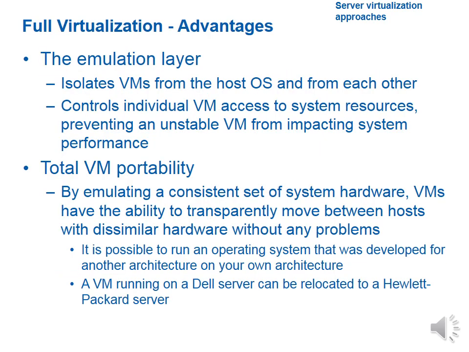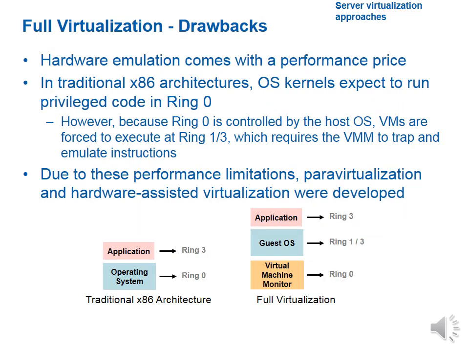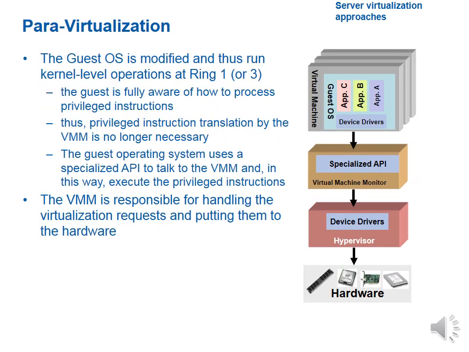So the full virtualization will have the challenge. The emulation layer isolates the virtual machine from the host OS and from each other. The portability: by emulating a consistent set of system hardware, the VM has the ability to transparently move between hosts with dissimilar hardware without any problem. The drawbacks may be traditional. See the diagram, x86, you can have ring 0 to ring 3. Between ring 0 and ring 3, you can have the guest OS.